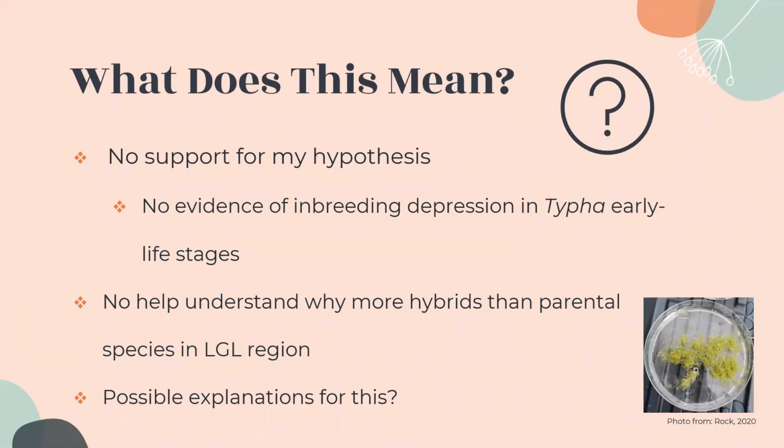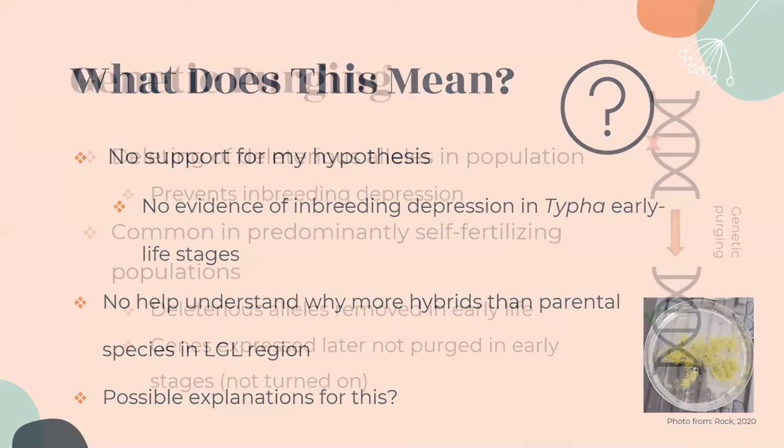I failed to find any support for my hypothesis that higher heterozygosity in F1 hybrids results in a lower magnitude of inbreeding depression, as there were no significant differences between the inbred and outcross fitness, and thus no evidence of inbreeding depression in early life stage development. This also means that the prediction that the increased heterozygosity in hybrid offspring aids in suppressing inbreeding depression is not supported, at least in the early life stages that I explored. Unfortunately, this data does not help in our understanding of why the hybrid is dominating wetlands around the Laurentian Great Lakes region. So now, let's explore some possible explanations for my results.